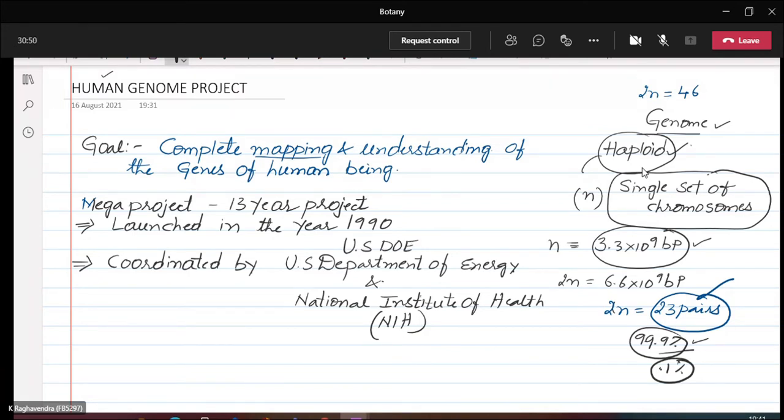Later, Wellcome Trust became a major partner in the Human Genome Project, and later Japan, Germany, France, China became major partners in the Human Genome Project. Then this project was completed in the year 2003.